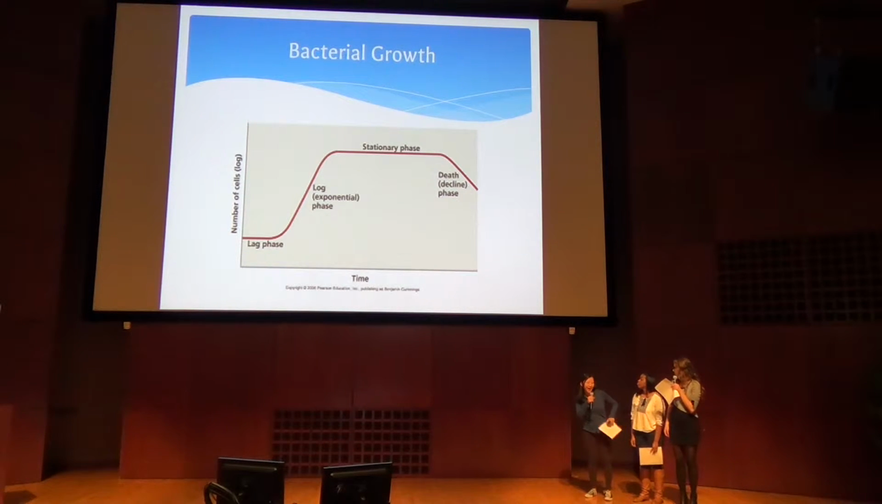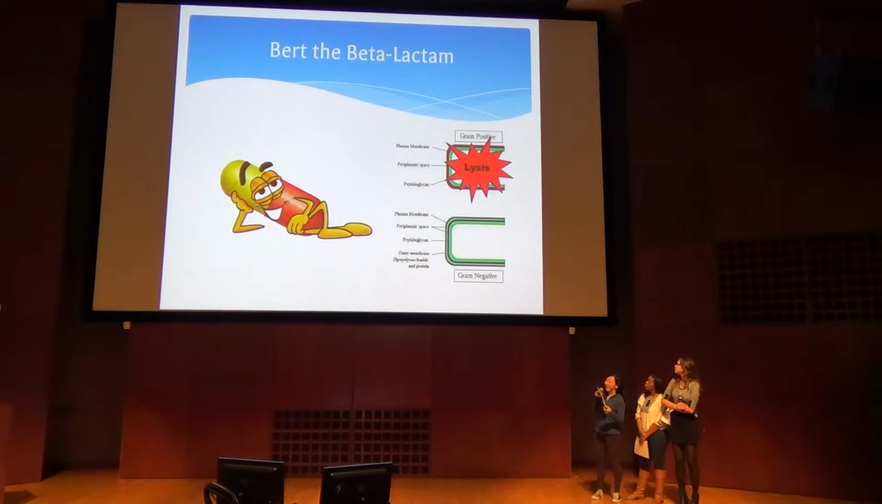So let's say we have a population of bacteria inside a human, and it's making the human sick. So what does the doctor do? He prescribes antibiotics. Now, in lab, we cover two main types of antibiotics, even though there are many more. First, we have Bert the Beta-Lactam. Bert kills bacteria by preventing cell wall synthesis.